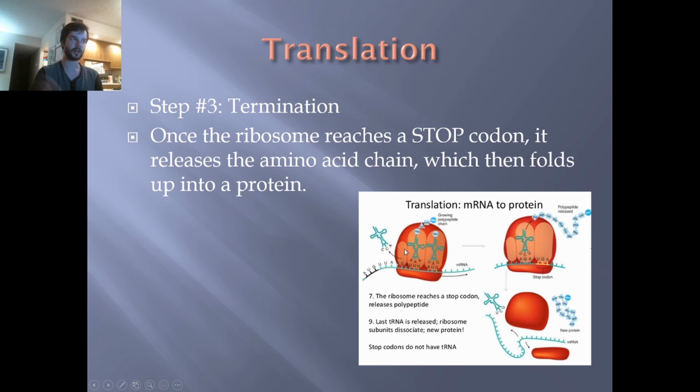So you add links to the chain until you get to a stop codon, and then the stop codon doesn't code for anything, so nothing gets plugged in, and it just lets go of the chain. The protein chain goes off into the cell, forms into the shape that it needs to be, and then it will do whatever function it's supposed to do.